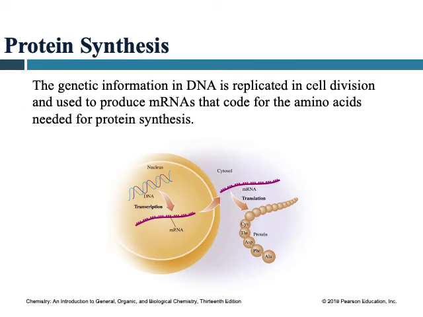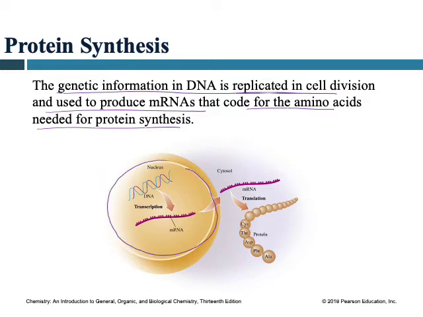So this is an overview of the protein synthesis. The genetic information, DNA, is replicated in the cell and used to produce mRNA code for the amino acids needed for protein synthesis. So this is just an overview. Like I told, this is the nucleus, and within the nucleus you have DNA. Once you do transcription, the DNA information is converted into an mRNA sequence. So it has all the information that DNA wants to deliver outside the nucleus, so the cells can use this information to carry out the function.